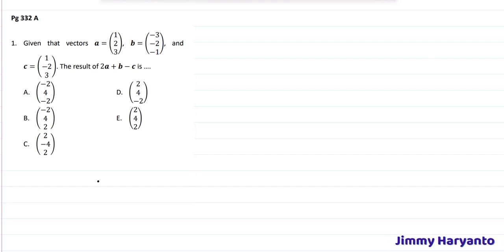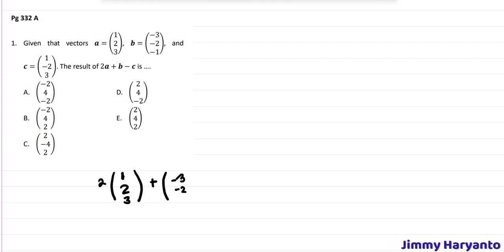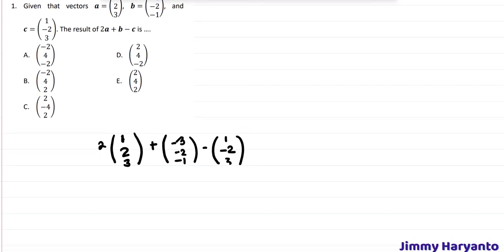We only have to input the factors into the equation. Sorry, the expression, which is 1, 2, and 3 for the A, then plus B. B is -3, -2, and -1, and also the C minus. The C is 1, -2, and 3. Okay, just like this, and then you only have to calculate.